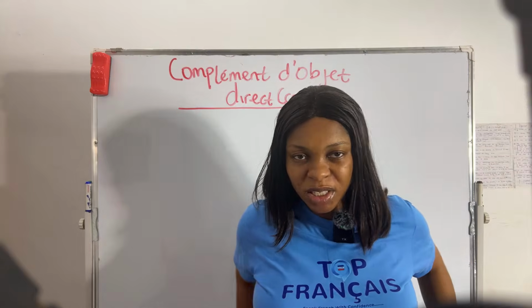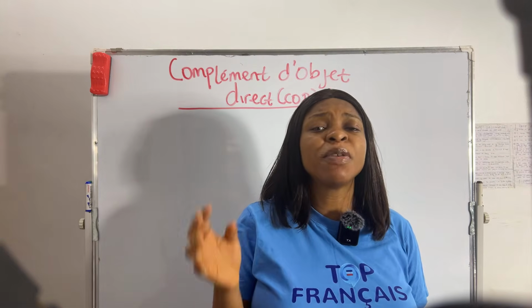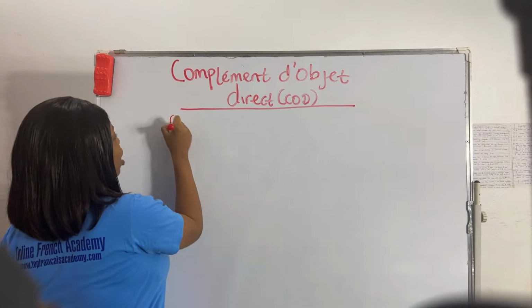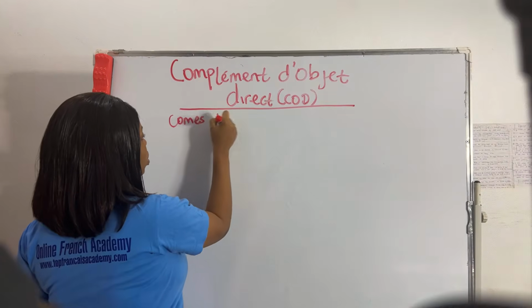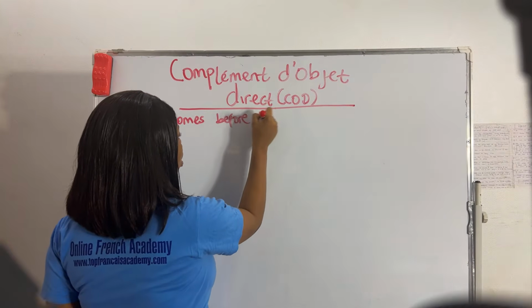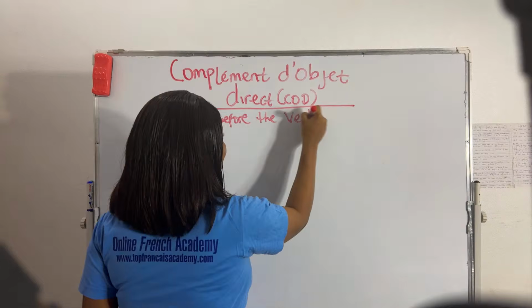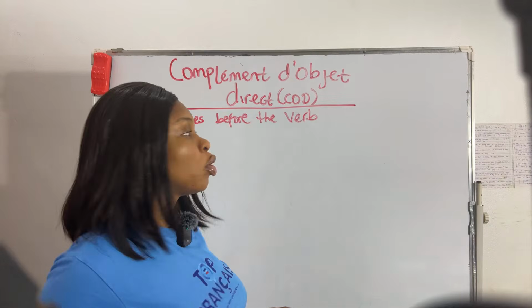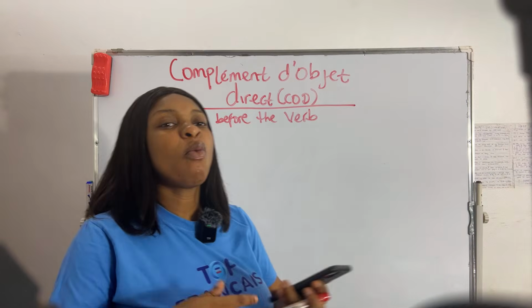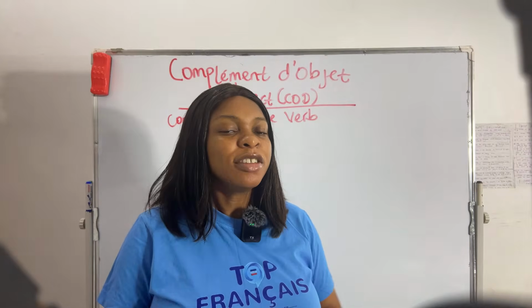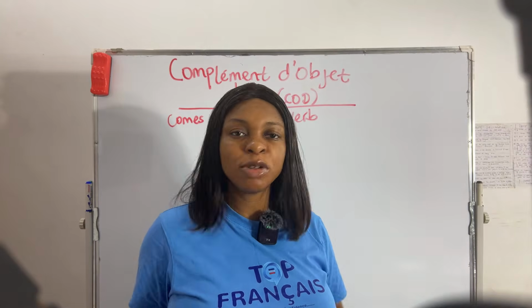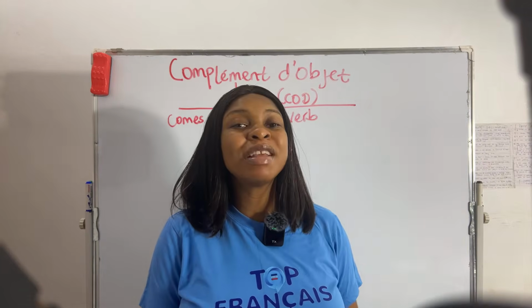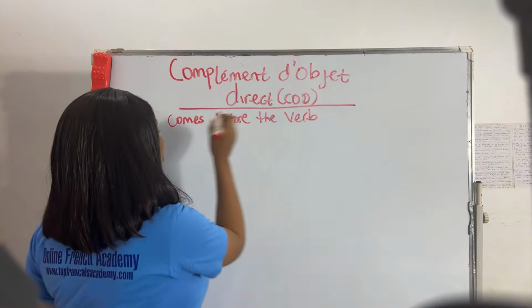You should know something about COD. COD comes before the verb in French. I'm going to write it for you. It comes before the verb. All right, that is one. And it responds to the question who and what. Just take note of these things. I'm highlighting for you. Take note of it, and you're going to have a very smooth ride understanding this topic. So COD responds to who and what.